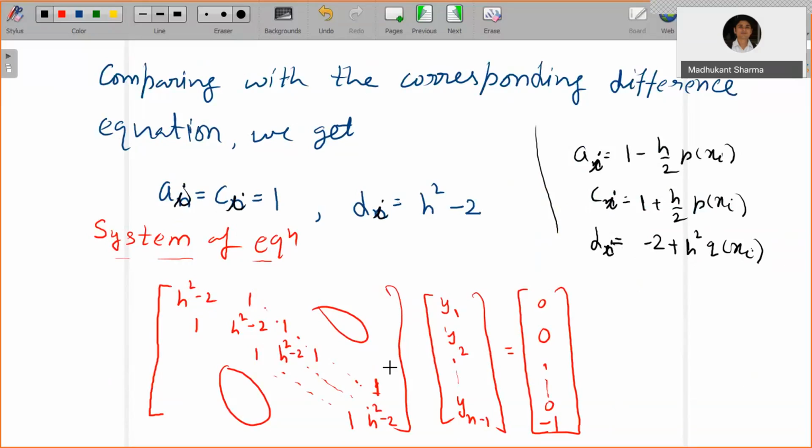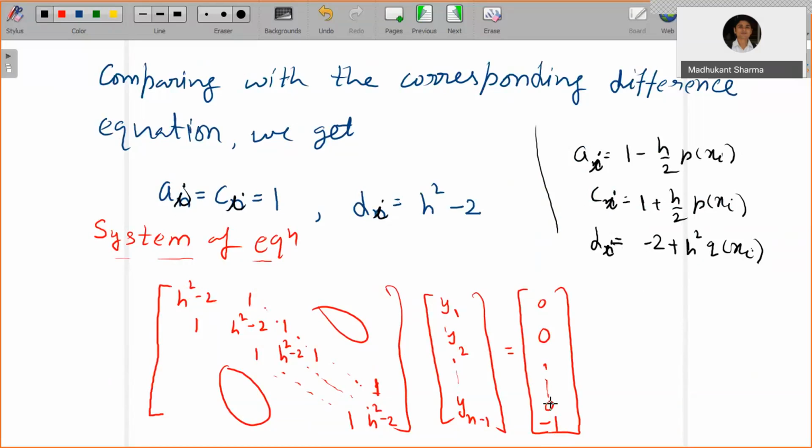Then the system of equations you can write in the following form. The right hand side you can now match with alpha equal to 0 and beta equal to 1, and the r function, the right hand side function, is 0. So all the values on the right side are 0 except the last one, which is going to be minus beta, that is minus 1. This is the system of equations you will obtain.